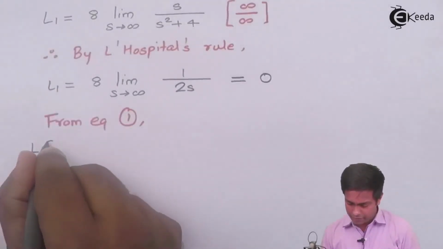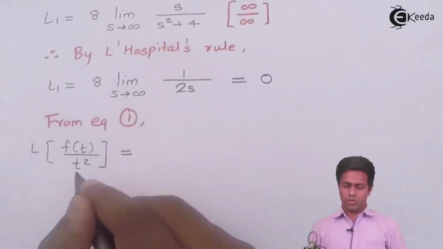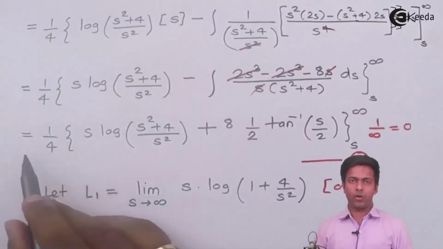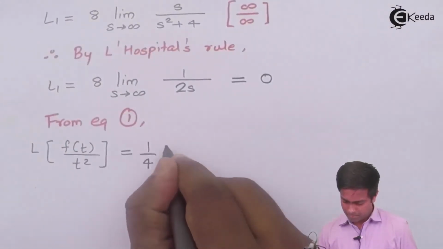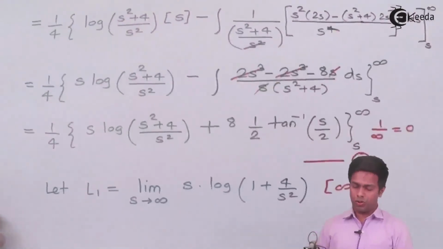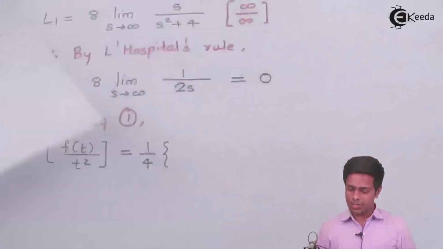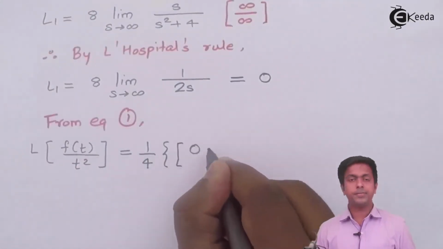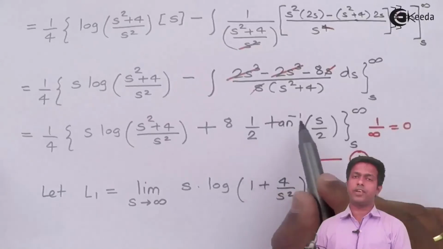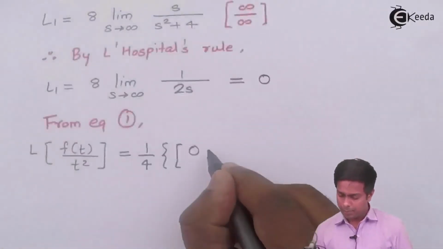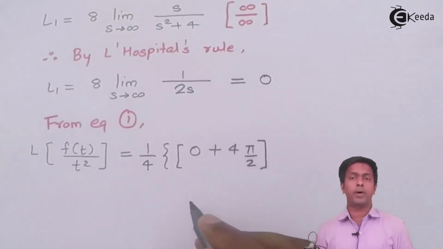So we will get the Laplace of f of t upon t square equal to, so here guys 1 by 4 is constant, I'll take it outside. We will start with the upper limit, so it is infinity. So if we put infinity over here, we have proved here that we are getting 0. So I'll say we will get 0 directly. Next, 8 by 2 is 4. If I put infinity over here, I'll get tan inverse infinity, and which is pi by 2. So we will get plus 4 times pi upon 2. So guys, this is the value we got from upper limit.